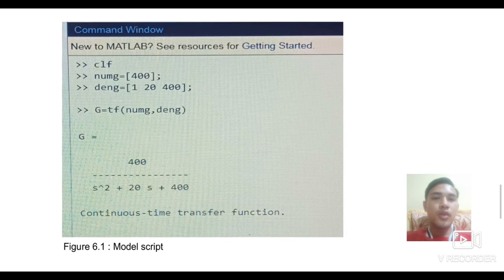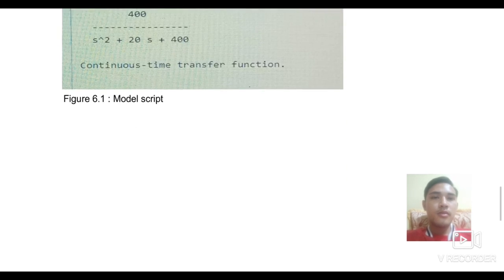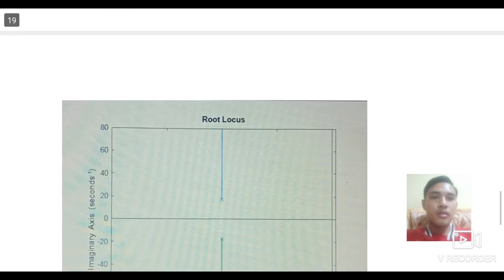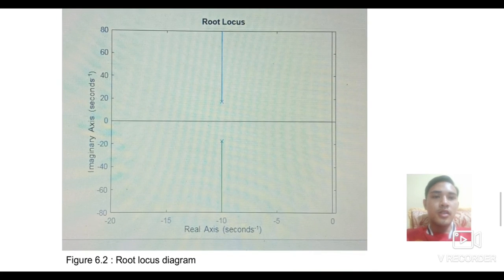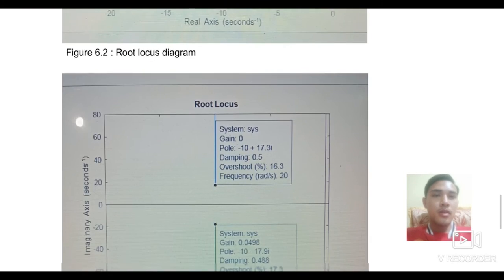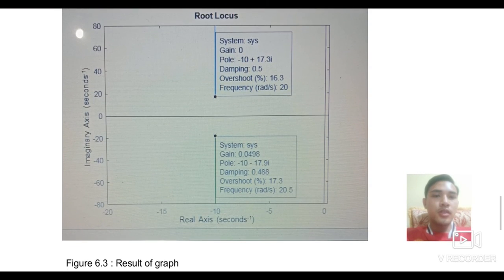Okay, figure 6.1 shows the model script. We put the coding like this figure to get the equation of the continuous time transfer function. Figure 6.2 shows the root locus diagram that we get from the script. Figure 6.3 shows the result of the graph.